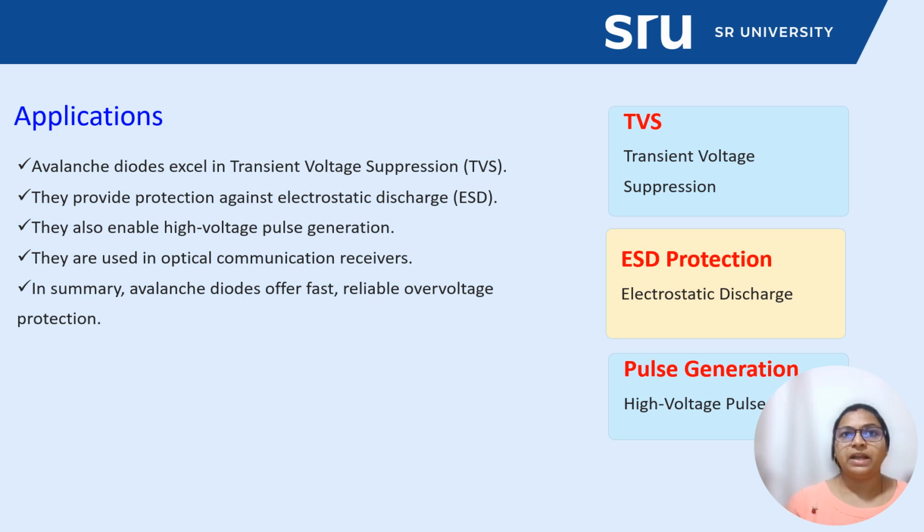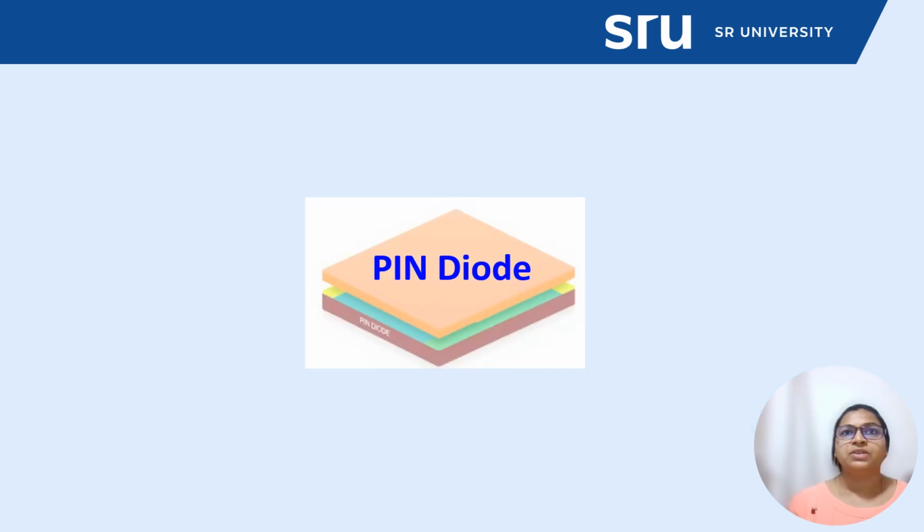So in the next part of the lecture, we will move to another diode, called the PIN diode. Basically it is also one of the unique semiconductor diodes, built on the conventional PN diode by incorporating an additional layer. Here, what is important in manufacturing this diode is the incorporation of an additional layer.